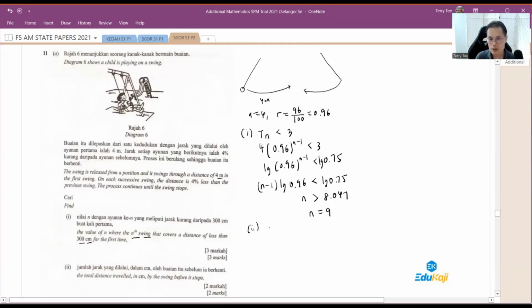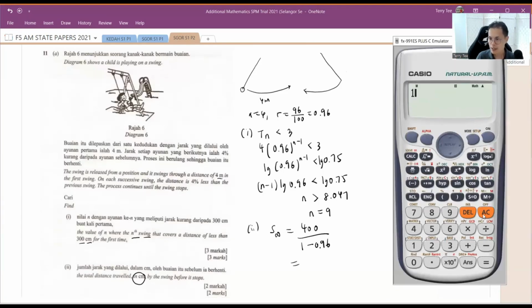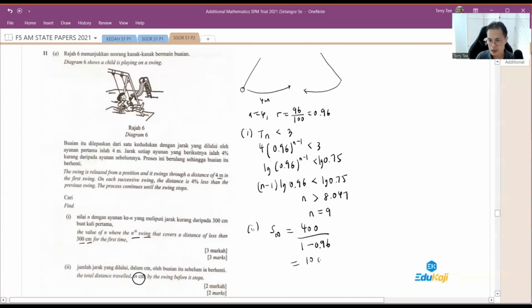So we use what we call the sum to infinity. Your sum to infinity in this case is a divided by 1 minus r. But be careful, they ask for distance in cm. So maybe I should use 400 cm divided by 1 minus my common ratio, which is 0.96. Okay, use 400 cm divided by 1 minus 0.96. My answer is 10,000 cm. There you go. Okay, that is for the first part.